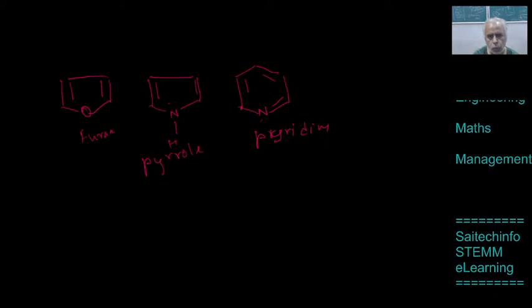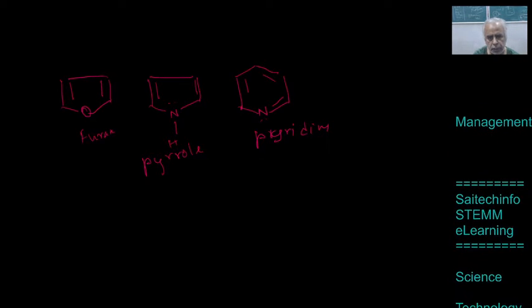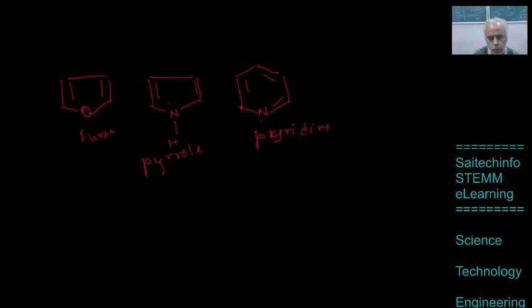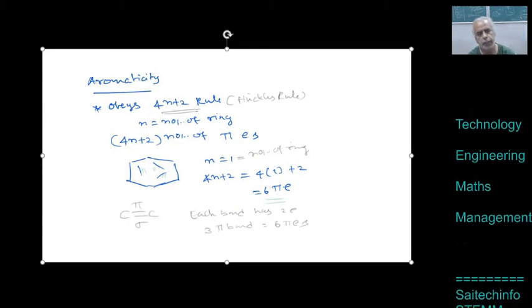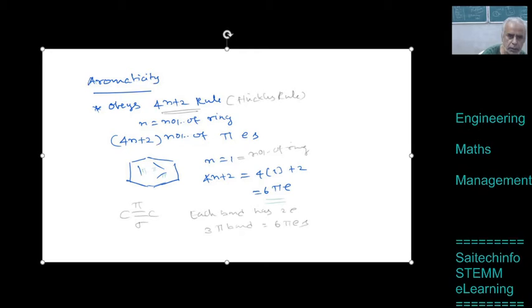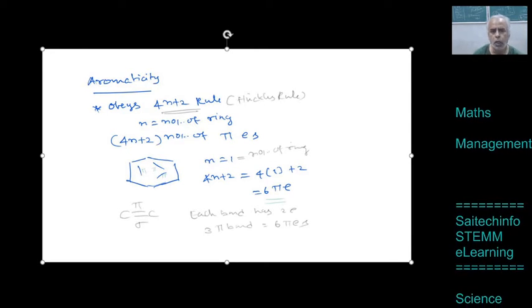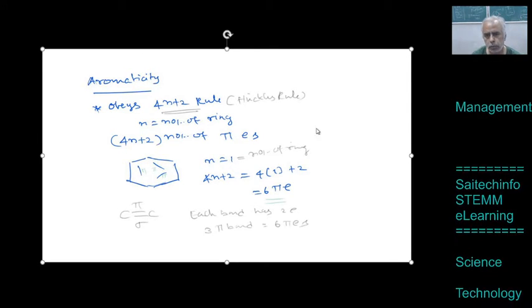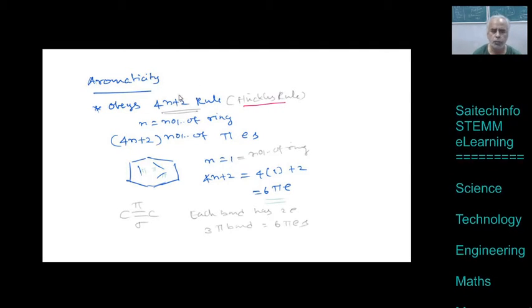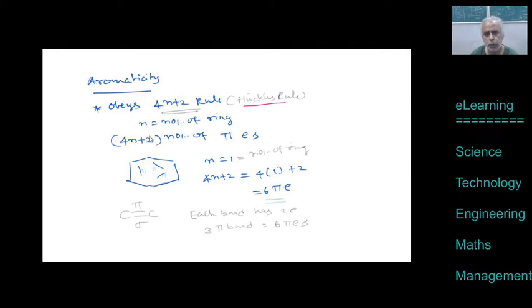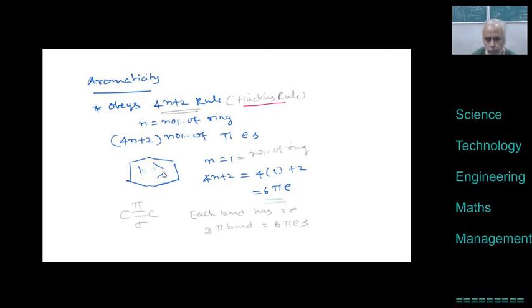Now there is a rule about aromaticity. So what is that rule? Aromaticity means for a compound to behave aromatic, it should obey these rules, which is known as the aromatic rule or aromaticity. That is, it should obey Huckel's rule. So Huckel's rule means the 4n plus 2 rule. It means it should have 4n plus 2 number of pi electrons.